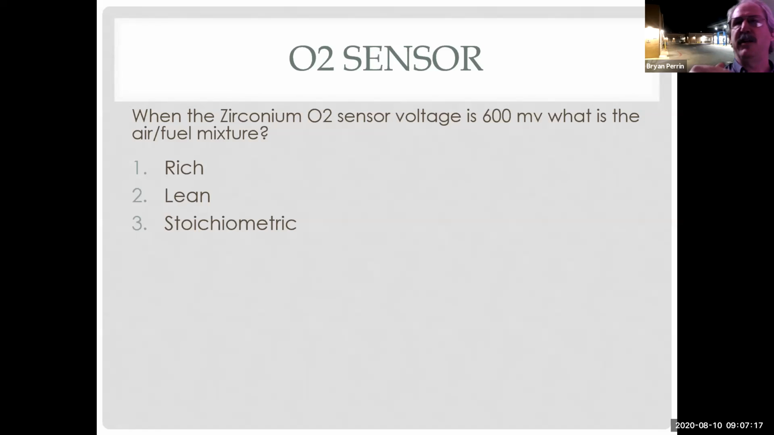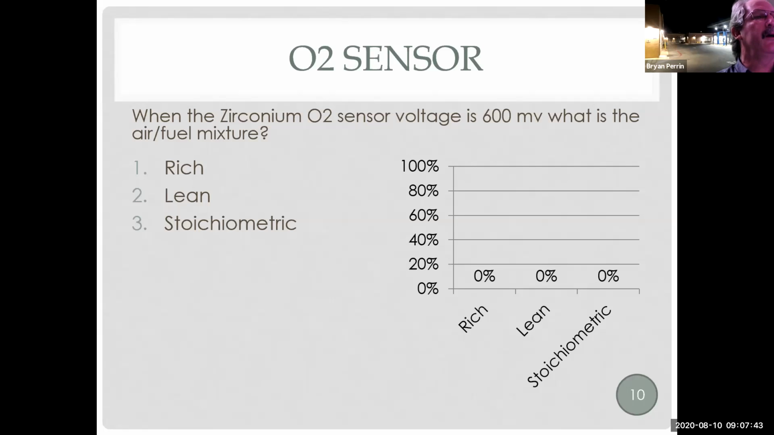If I hooked up my DVOM and it just sat at 800 millivolts all the time, maybe, man, this car is running rich. If it was stuck at 100 millivolts, we'd be saying, man, this car is lean. If it was stuck at 0, we'd say the sensor's dead. Or it's really, really lean. So I can still get some information using a DVOM and connecting it to the wire that comes from the O2 sensor. But a scope is the preferred way of doing it.